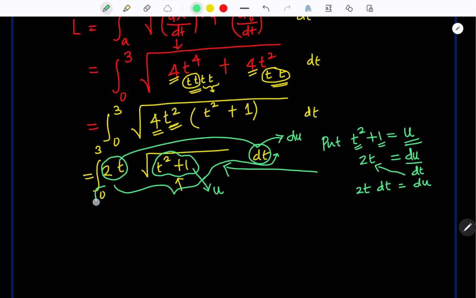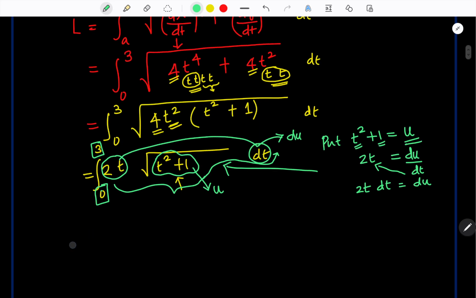So now let me talk about the limits. The limits 0 to 3 are the limits for t. Now we gave the substitution u, so we need to find the limits for u. When t is equal to 0, what is the value of u? u is t square plus 1, so 0 square plus 1, which is equal to 1.